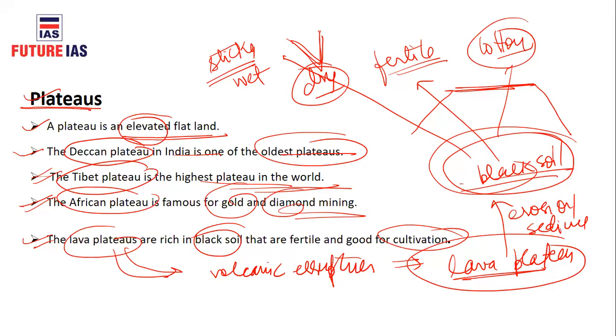And it will open as wider cracks when it becomes dry. So in the drying season and in the wetting season, it will be very difficult to work upon. Otherwise, these soils are fertile and good for the cultivation. And the cotton and the sugarcane are basically grown on such soils.